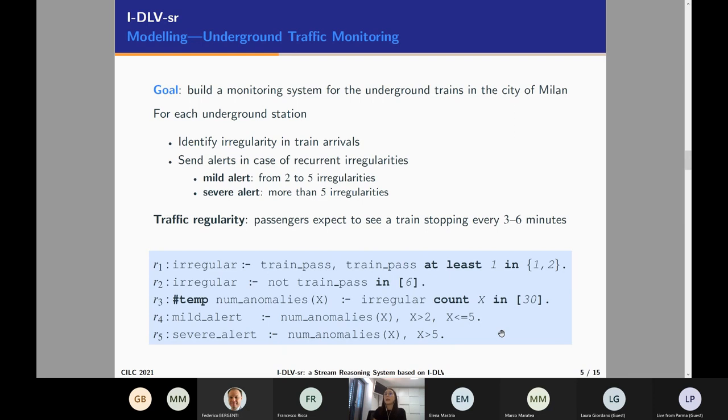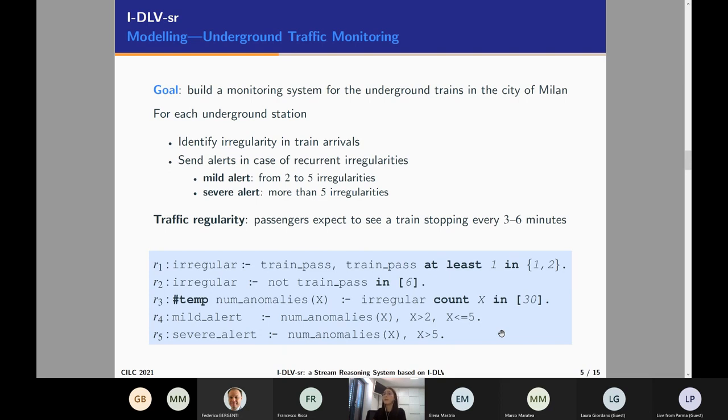Let's see a modeling example. Suppose that we want to build an intelligent monitoring system for the underground trains in the city of Milan. In this case, our system should be able to identify the irregularities in train arrivals and to send some alert in case of recurrent irregularities.